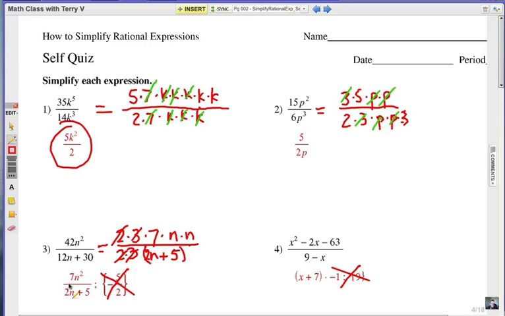So on the top, 7n squared. On the bottom is my binomial. Notice that the parentheses are no longer needed. Number 4.